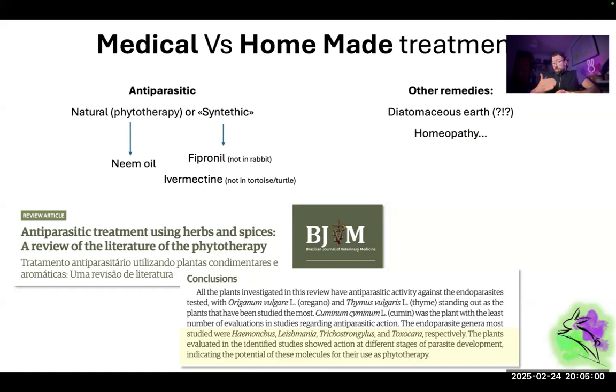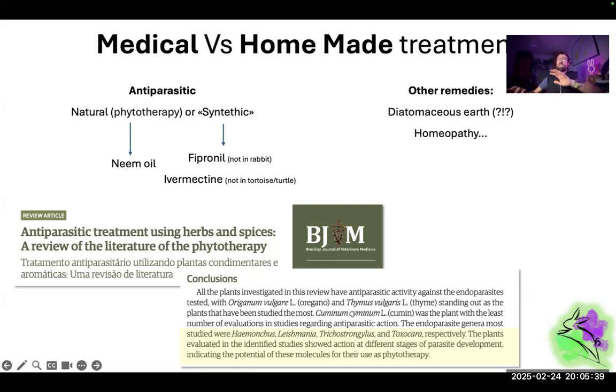And to fight parasites, we can generally use natural or synthetic active ingredients. The same antiparasitic is not safe in all species. For example, think about fipronil in rabbits, which can cause neurological problems and even kill the rabbits, because it's highly toxic for them, or ivermectin in tortoises and turtles. So never use this type of antiparasitic on these species. Just to clarify, obviously phytotherapy and homeopathy are two different things.